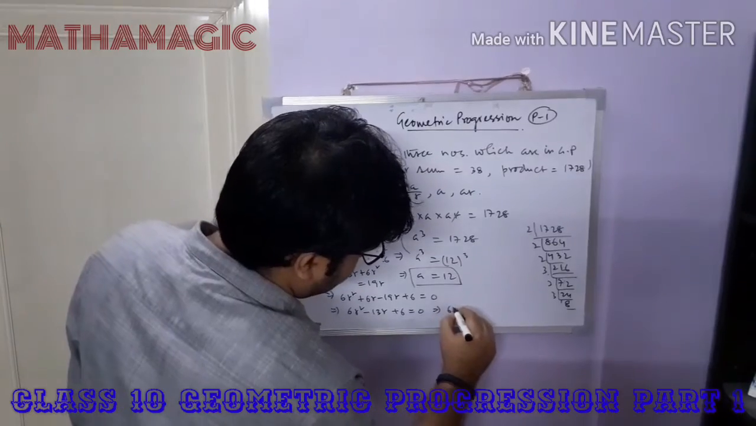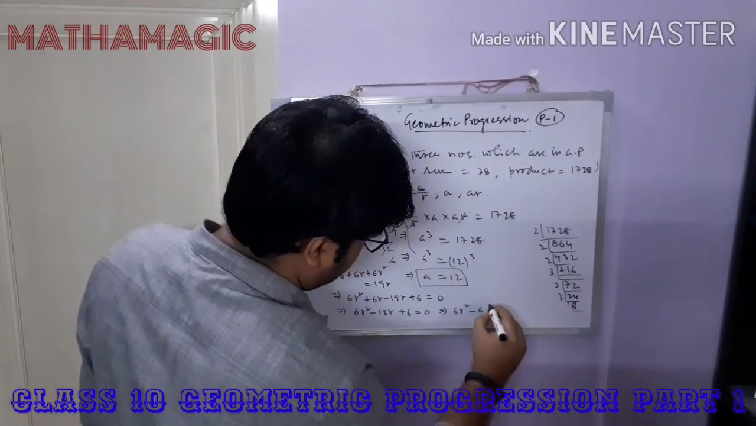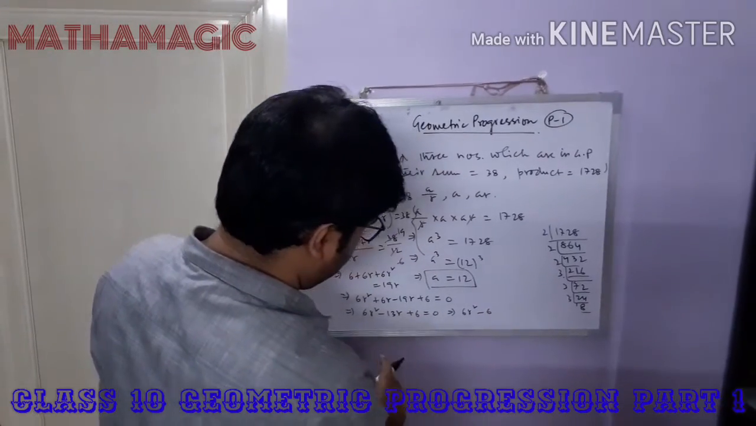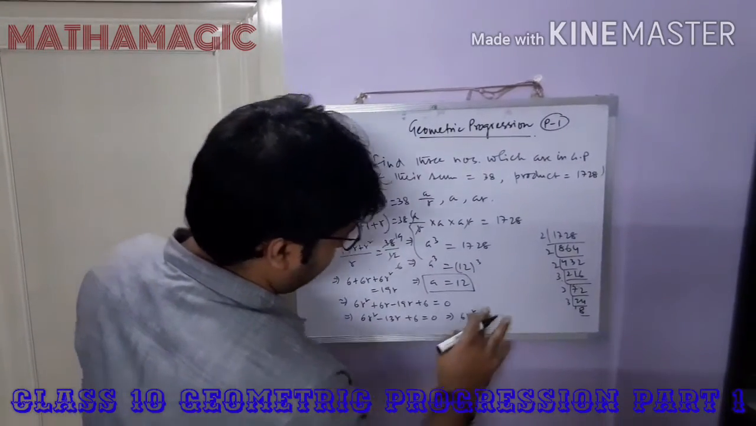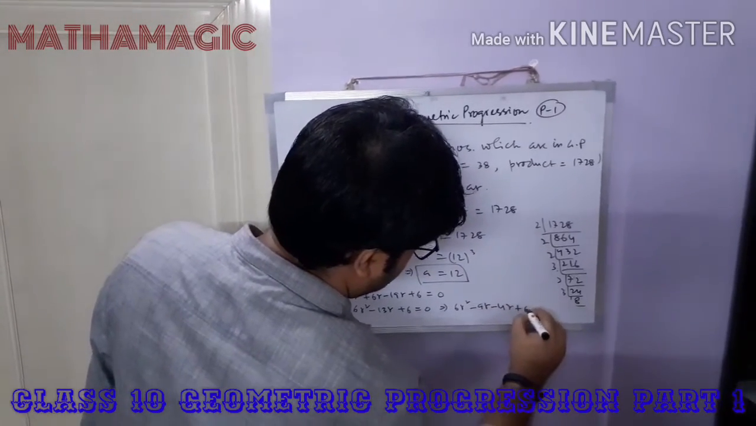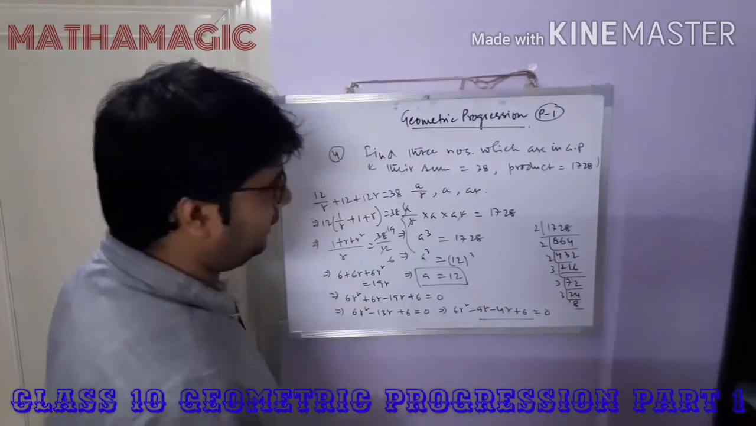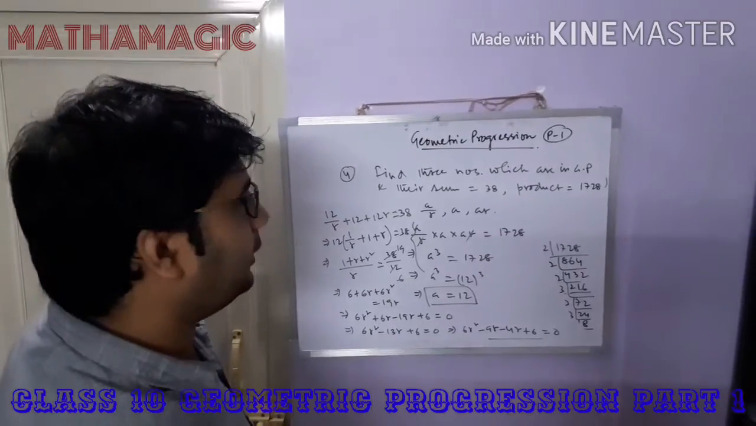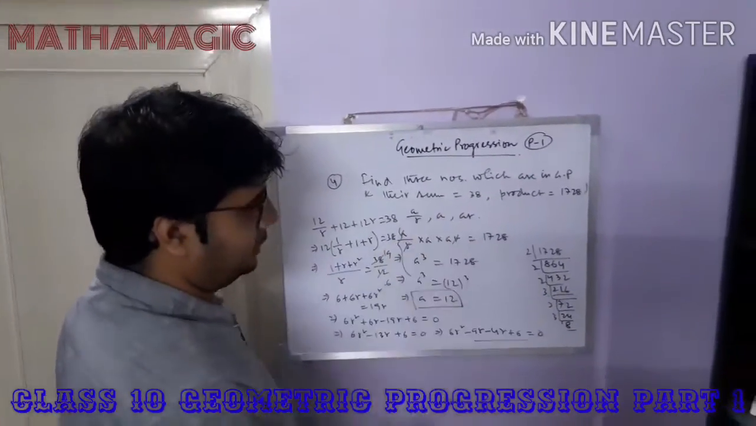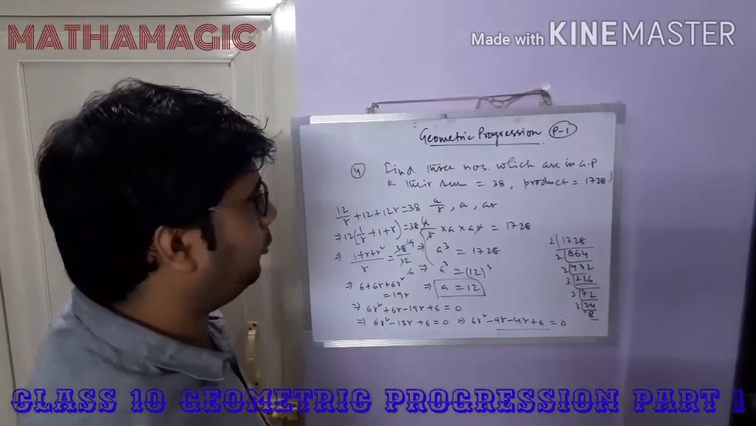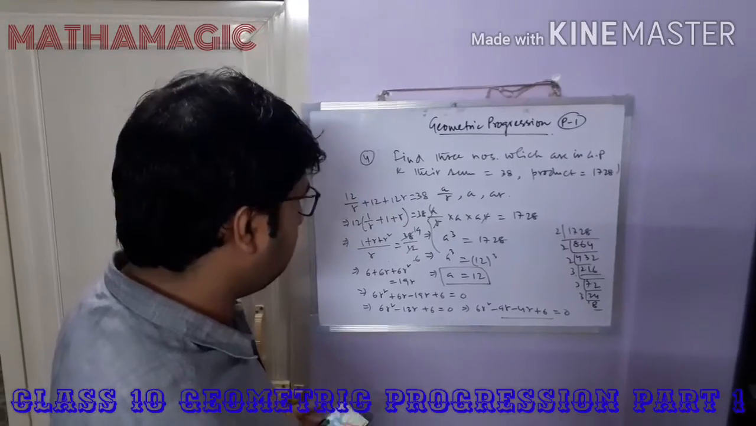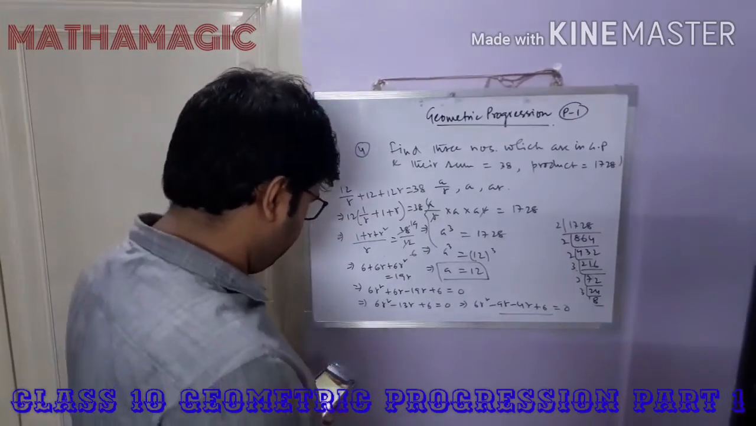So 6r square minus 13r plus 6. 6 times 6 is 36, and 9 fours are 36, right? So it will be 9r minus 4r plus 6. From this equation you can easily find the value of r. If we get the value of r, then we can find the numbers. So this is how this kind of problems can be solved. Please note it down so that it will be helpful to solve this kind of problems.